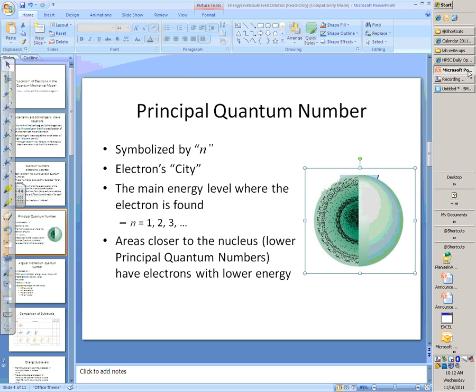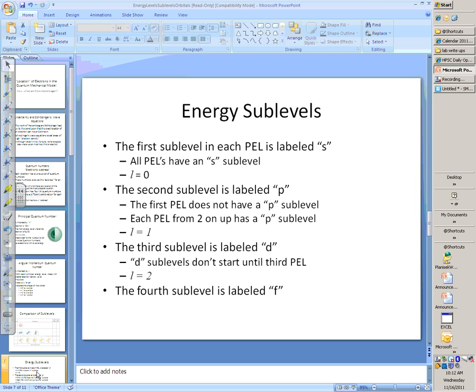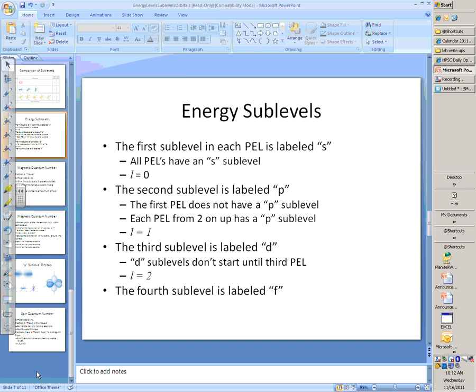If there's S 1, 2, and 3, would that mean there's P 1, 2, and 3? Every level has an S sublevel. But P doesn't start until you get to the second main level. D doesn't start until you get to the third main level. Does that make sense? Okay, that's good.